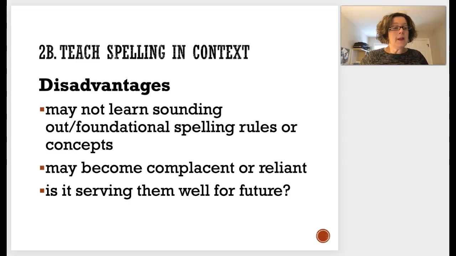They may become complacent on not spelling correctly, or they may become reliant on computer spell checks, and they may never really end up grasping how to actually spell correctly. So what we might be doing is setting them up for failure in the future.